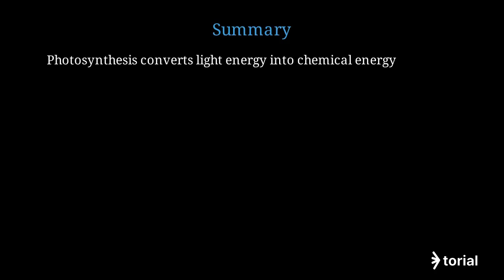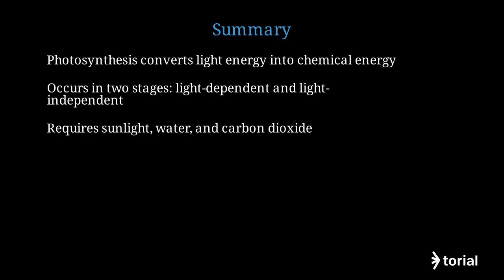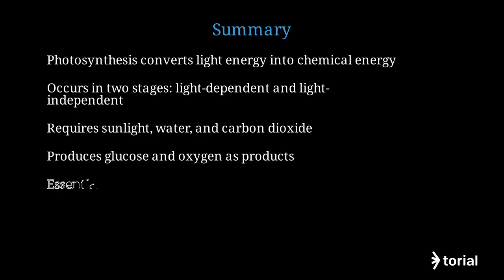Let's review the key points about photosynthesis. Photosynthesis is the process that converts light energy from the sun into chemical energy stored in glucose. It occurs in 2 stages, the light-dependent reactions that capture energy, and the Calvin cycle that builds glucose. The process requires 3 key ingredients: sunlight for energy, water as a reactant, and carbon dioxide as the carbon source. The main products are glucose, which stores energy, and oxygen, which is released into the atmosphere.